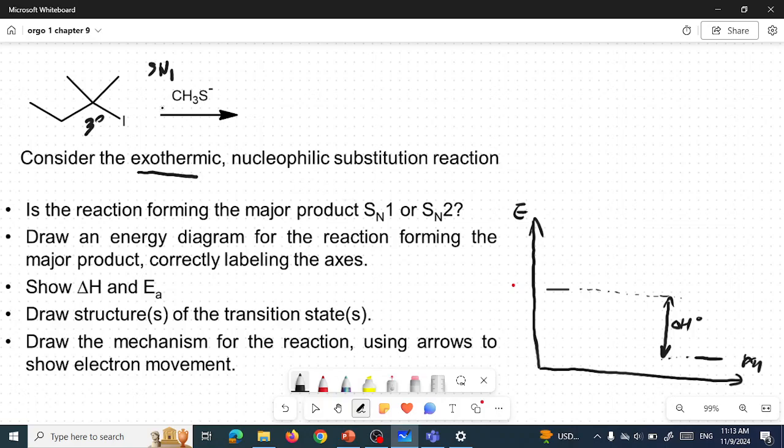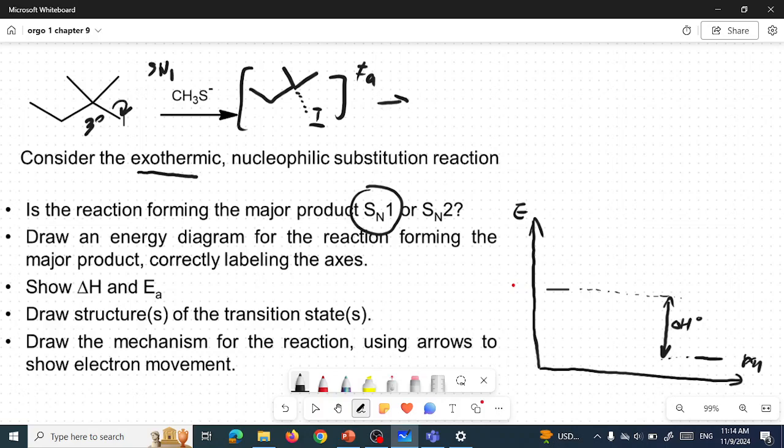Now, because it's a tertiary alkyl halide, it's guaranteed to have an SN1 reaction, which means there are two steps. In every step, there's only one thing involved. In the first step, the leaving group leaves. Now the transition state will look like the leaving group leaves partially. So this is transition state A.